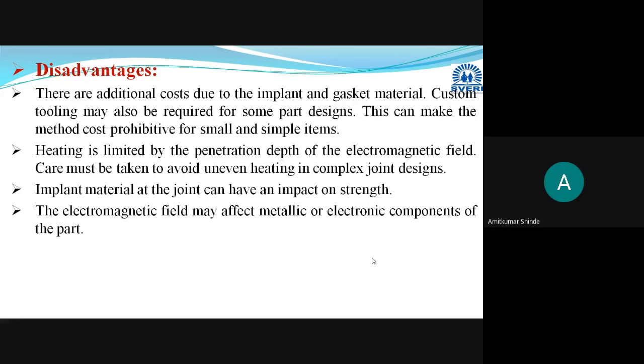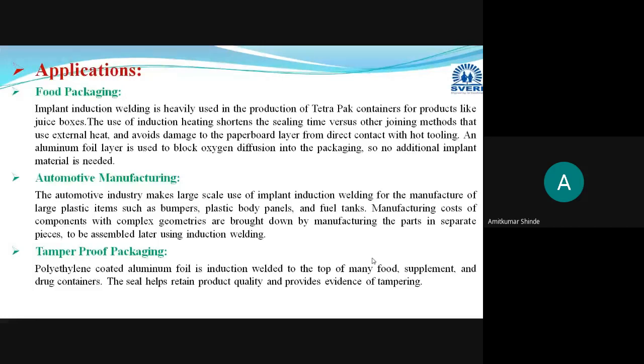Disadvantages: it requires some specific tool arrangement, it will cost more, and depth of penetration is very less. Sometimes when you are using the implant material, joint strength is very less. Applications: Tetra Pak containers for storing juices, the juice box. Then different plastic components like bumpers, fuel tanks, and tamper proof packing made up of polyethylene coating on aluminum foil. All these are made by induction welding.